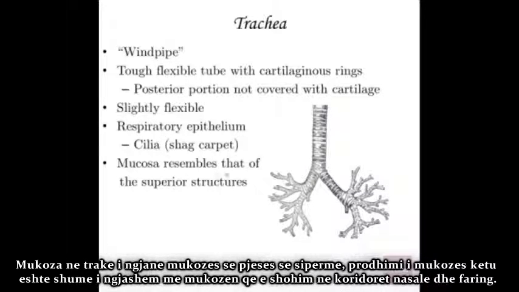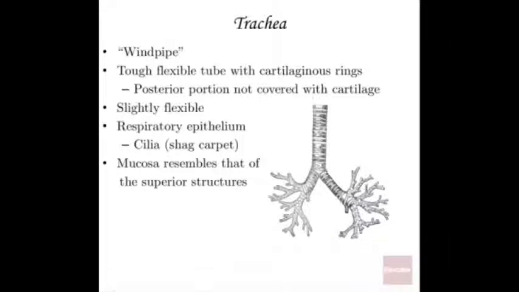And the mucosa here in the trachea resembles that of the more superior structures. The production of mucus here is very similar to what you're going to see in the mucosa of the nasal passageways and into the pharynx.